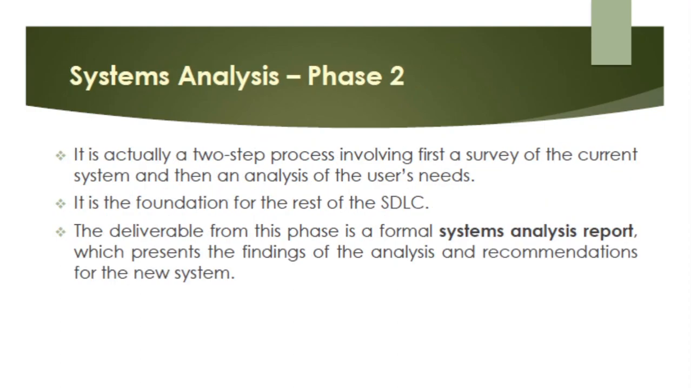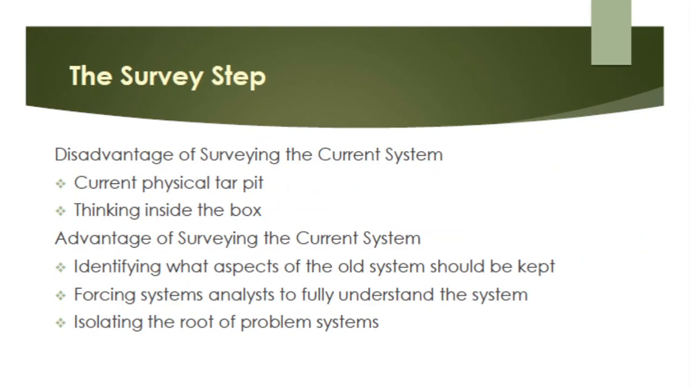Now, let's move on to phase 2, which is your systems analysis. So, systems analysis is actually a two-step process involving first a survey of the current system, then second, an analysis of the user's needs. So, systems analysis is the foundation for the rest of your SDLC. Now, the deliverable from this phase is a formal systems analysis report which presents the findings of the analysis and recommendations for the new system. So, let's start with the first step, which is the survey step.